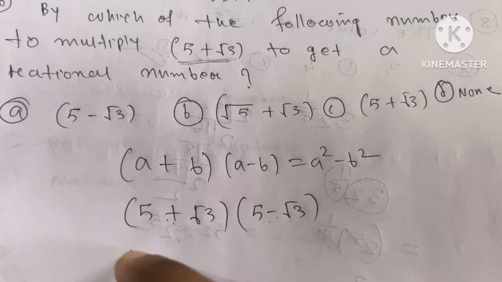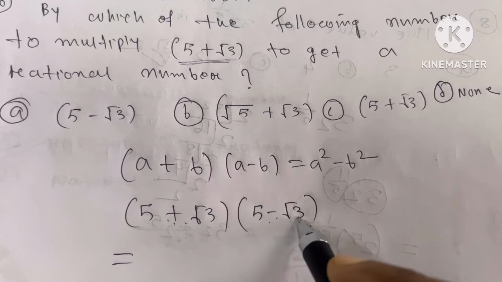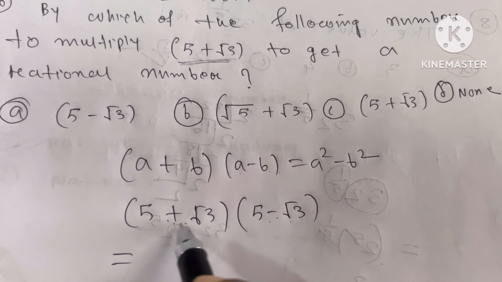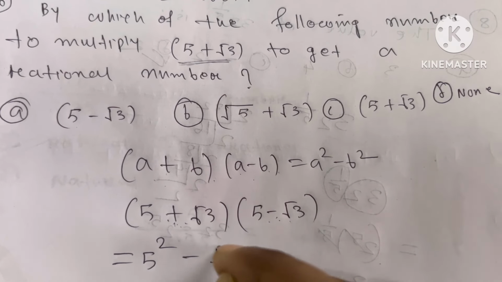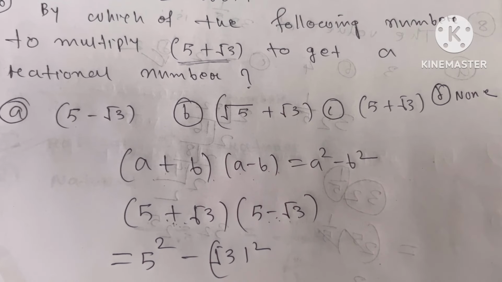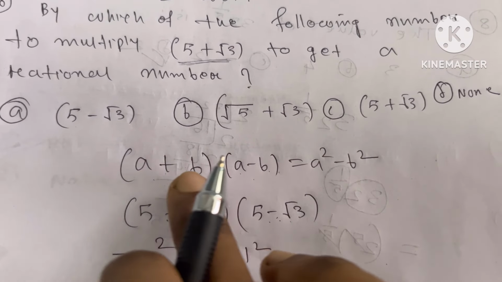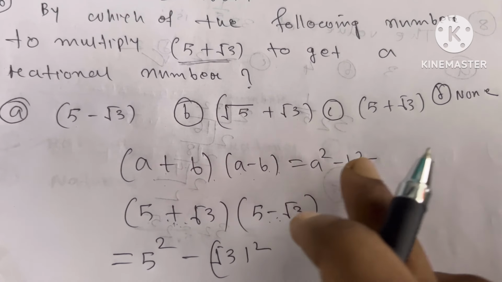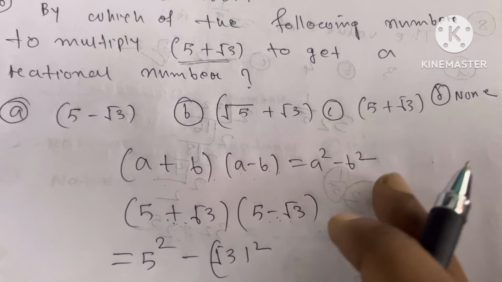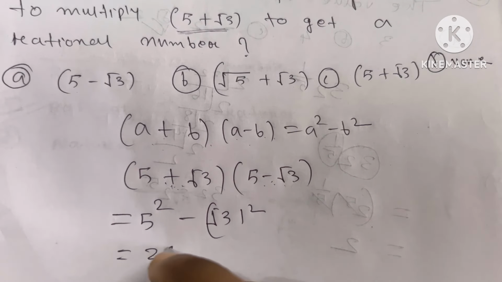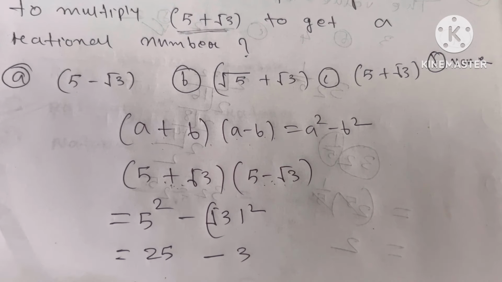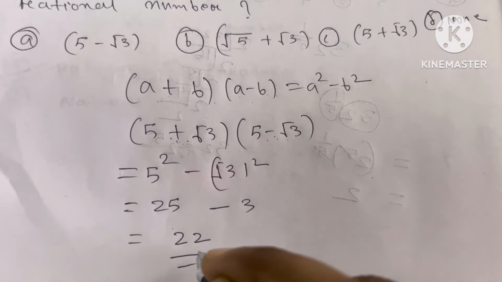So if we multiply this by this, we can use (a plus b) and (a minus b). So the answer will be 5 square minus root over 3 square. Why do I use this? Because if I multiply a plus b by a minus b, we get a square minus b square, and then we can easily remove the root. So 5 square means 25, root over 3 square means 3. So 25 minus 3, the answer will be 22. So we get a rational number.